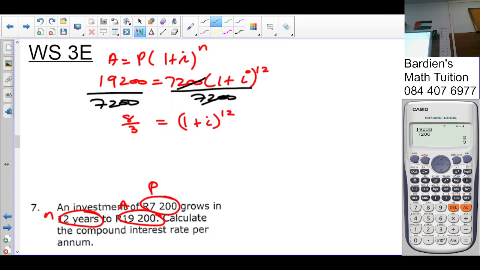Now what? Take the 1 over. You all agree with that? No. What about the 12? Yes. How do you get rid of that 12? Multiplied. She said that must be multiplied, so you can get 1 to the 12 plus i to the 12. Not so? You all agree with that? You all agree with that? Yes.